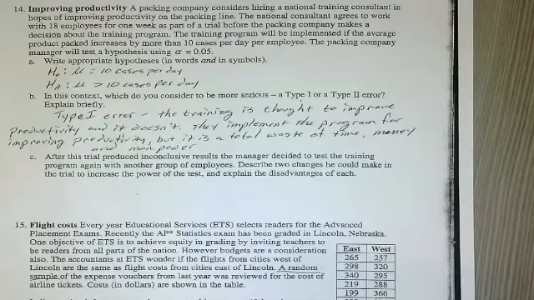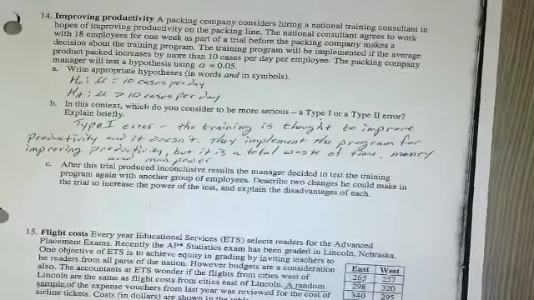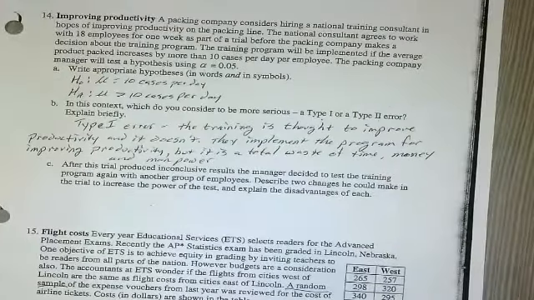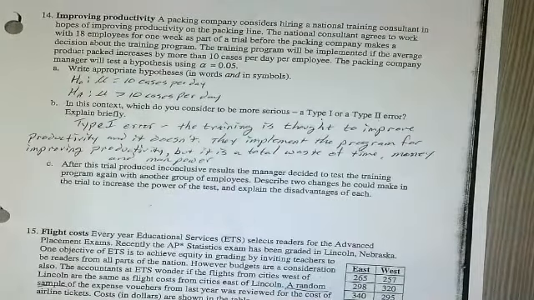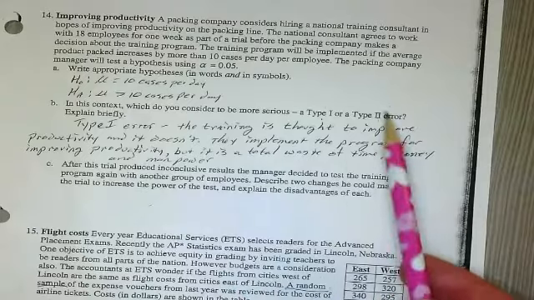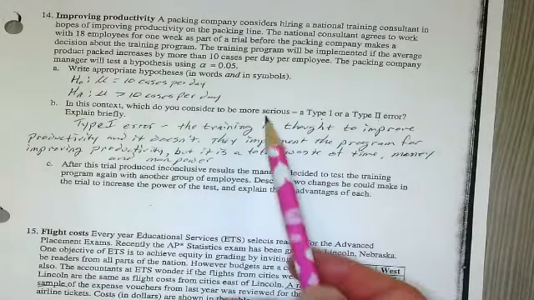All right, so as we look at these free responses for inference for means, we have a packing company considering hiring a national training consultant. He's going to help them improve their packing capabilities. For the training, they're taking 18 employees, which is less than 10% of their group, and they randomly selected them, I'm sure, probably, maybe not.